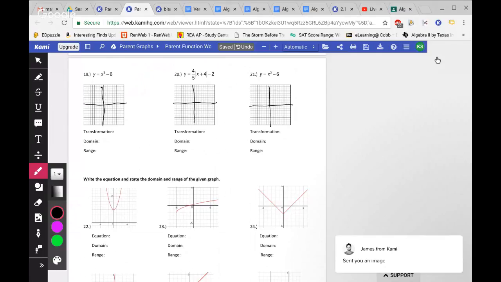So the transformation is it goes down 6. And it's a cubic function, and then the domain is negative infinity to infinity, and so is the range. Good job. Awesome.